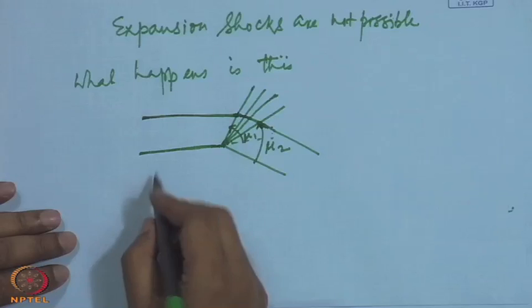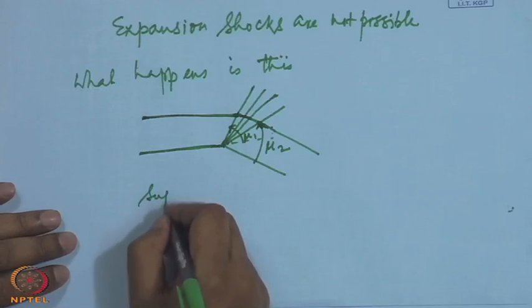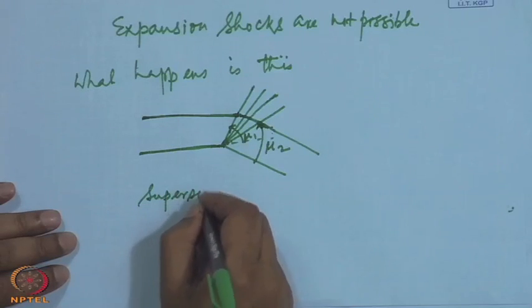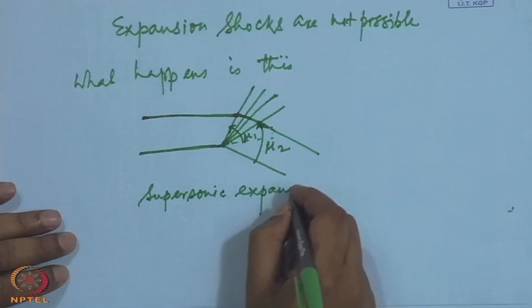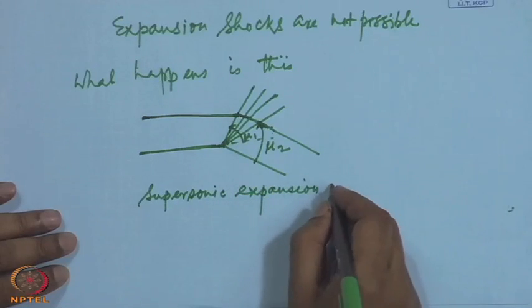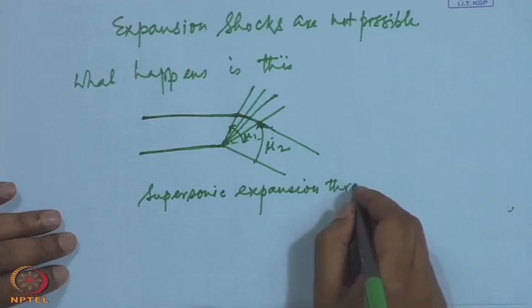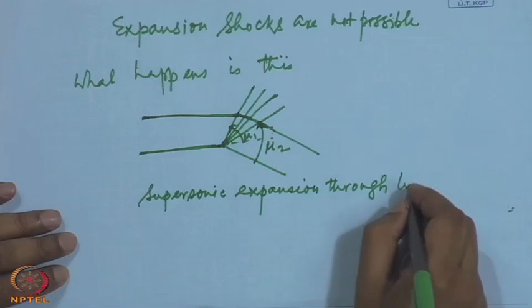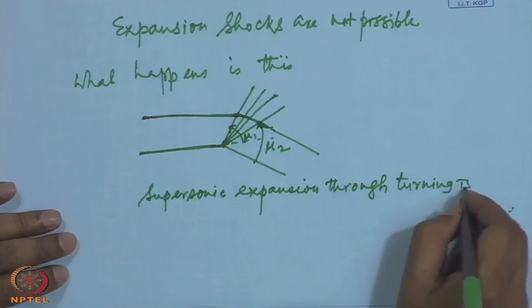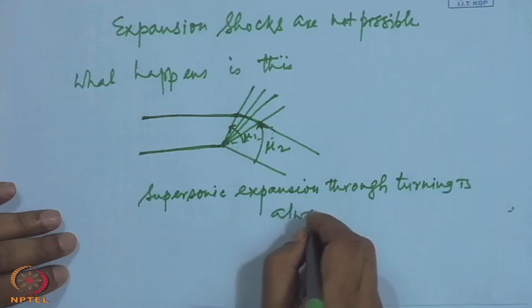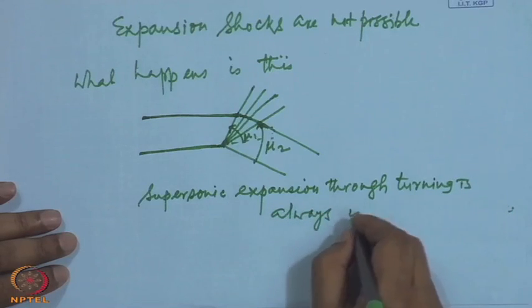That is isentropic expansion. Supersonic expansion by turning, supersonic expansion through turning, is always isentropic.